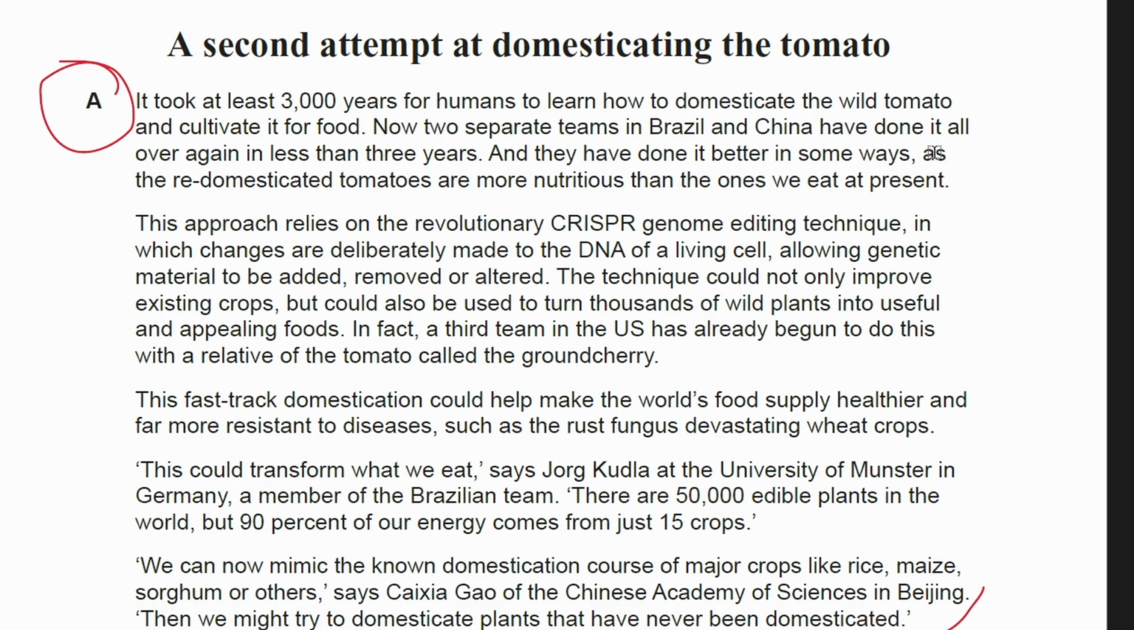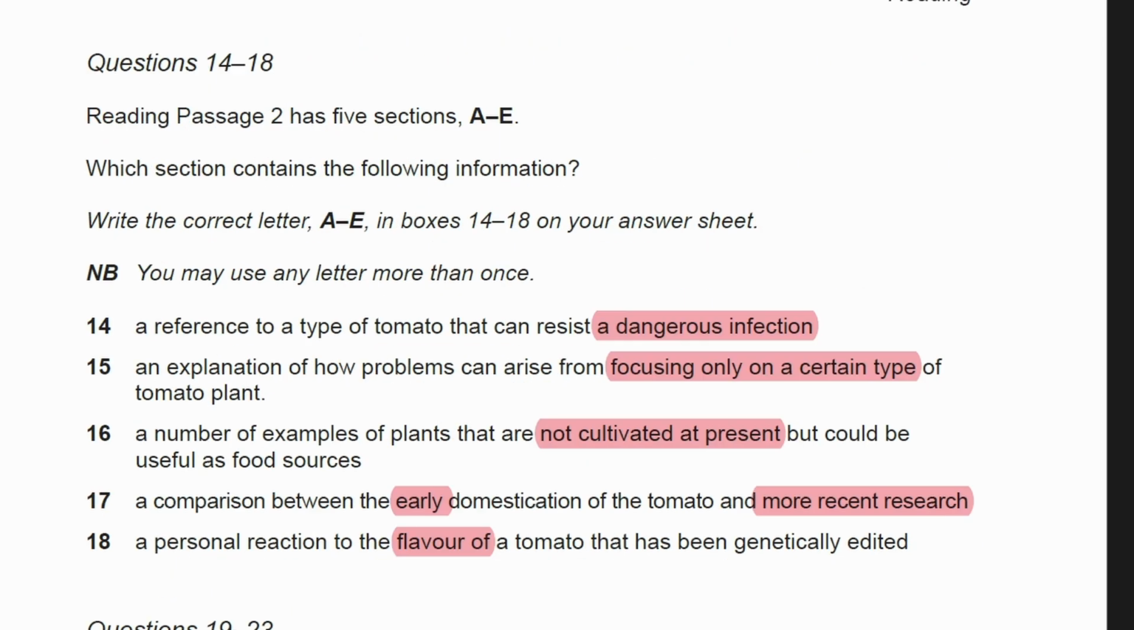And if you read this paragraph, you will see that it says it took 300 years to learn how to domesticate the wild tomato, whereas now it has been done again in less than 3 years. They are basically comparing previous domestication of tomato against recent domestication, which is question number 17. So our answer to question number 17 would be A.